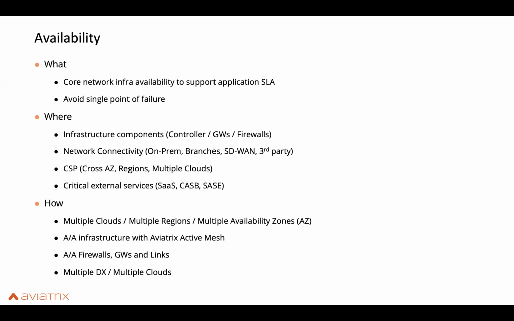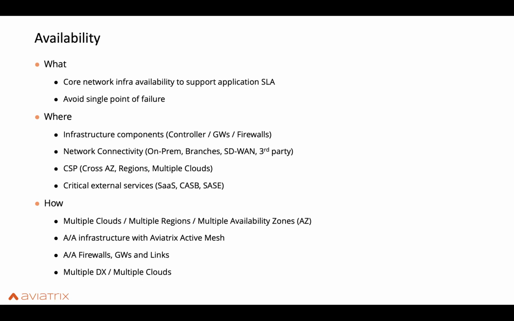The CSP itself could go down. We have seen it, like AWS massive outages and whatnot. So you need to have that availability angle in your design as well. Provide multi-cloud optionality in your architecture so that your applications can stay alive. And if you are connecting to some third-party SaaS type services or CASB or SASE type services where your traffic is going somewhere else, how do you cover availability there?